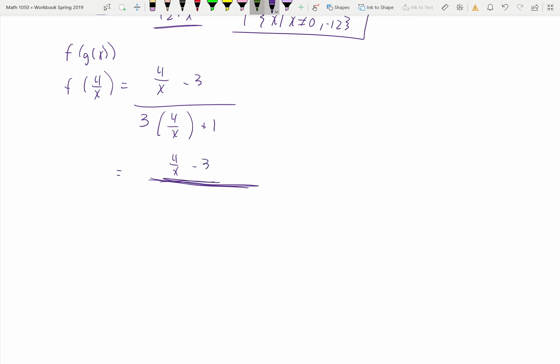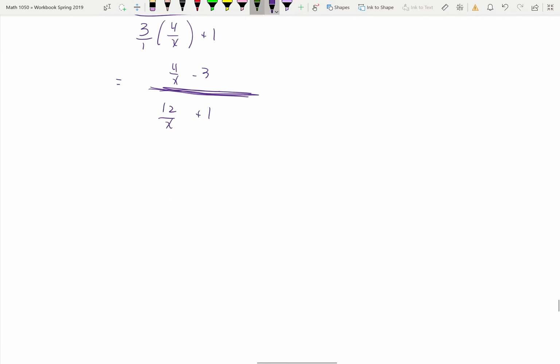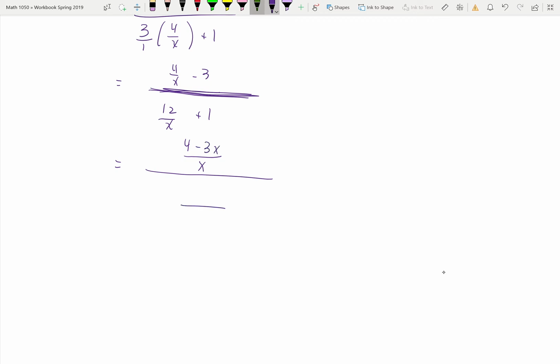On the bottom, remember how to multiply by 3 times 4 over x. It's not 3 over 3, it's 3 over 1. So that's 12 over x plus 1. Now people want to automatically make that a division. Do not do that. So get your common denominator on the top. This guy already has the x, so put a 4. This guy's missing the x, so minus x. On the bottom, common denominator is an x. This guy already has it, so you put a 12. This guy's missing it, so you put an x.